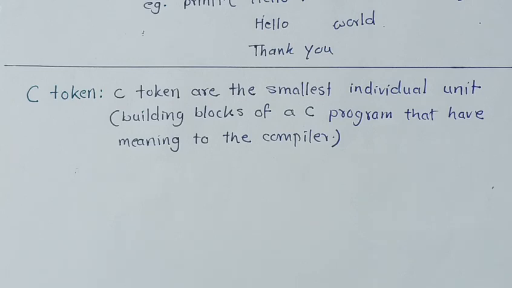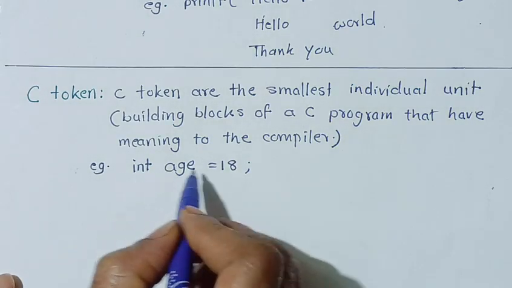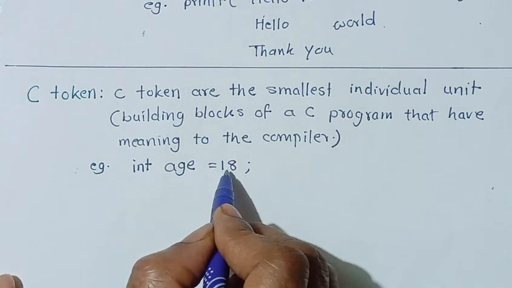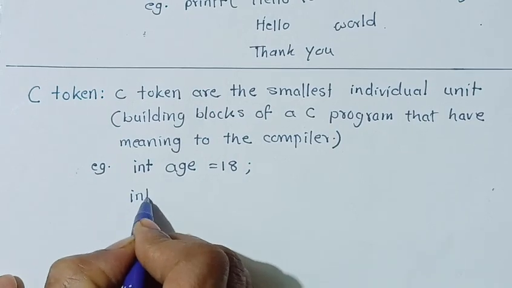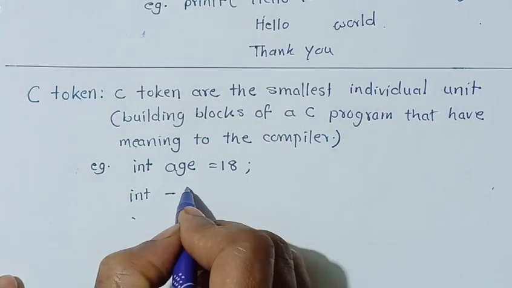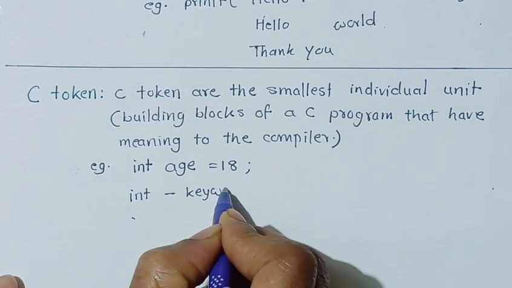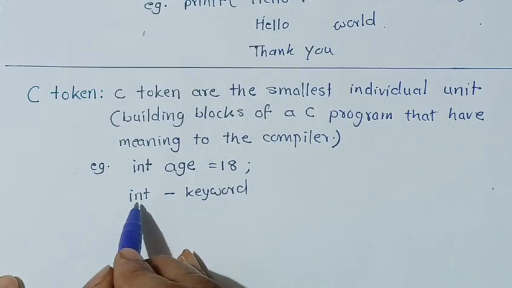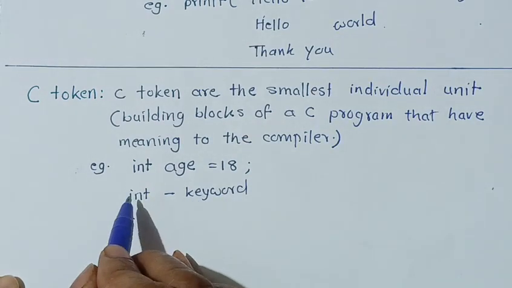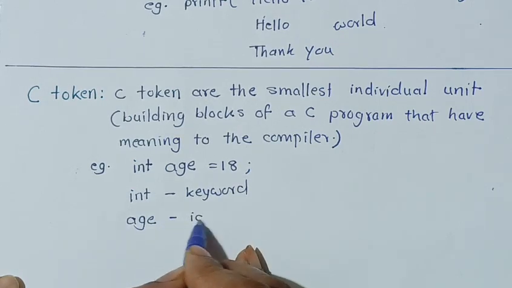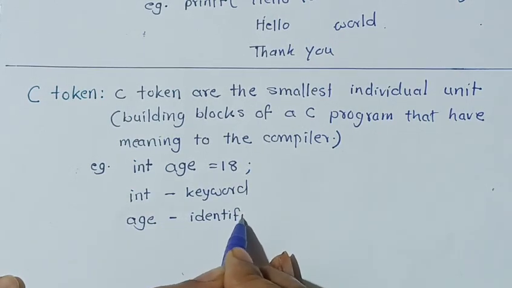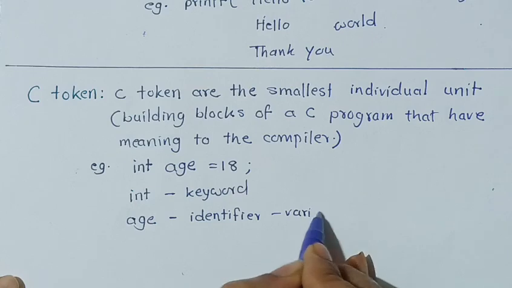You can see one example here. See here, int is 1 unit, age is 1 unit, the equal to sign is 1 unit, 18 is 1 unit and the semicolon is 1 unit here. Int is a keyword, which means it has some meaning in the compiler. Next, age is an identifier, or you can say it is a variable.